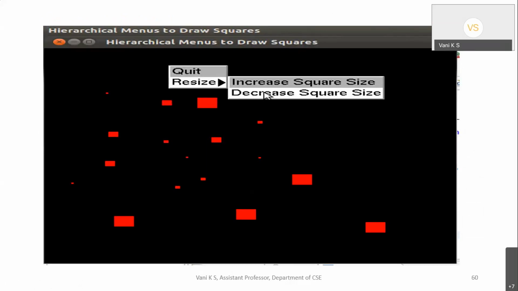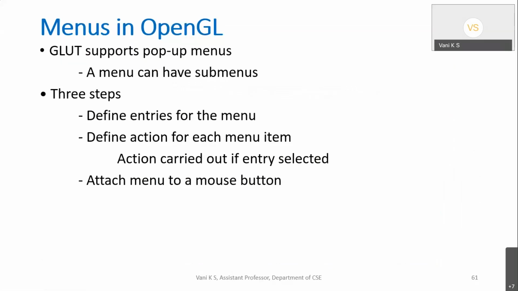Okay, let me go to the menus now. Now, how to create menus in OpenGL. This is a snapshot of how menus will look. There are two options in the menu: quit and resize. And in resize, again, you have increase and decrease. If you want this type of thing in OpenGL, it is possible through menus.